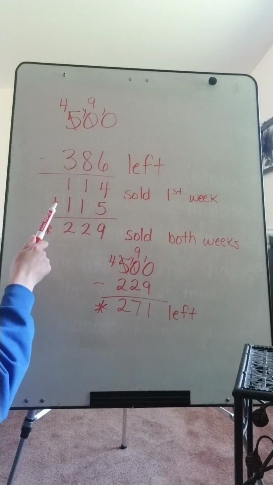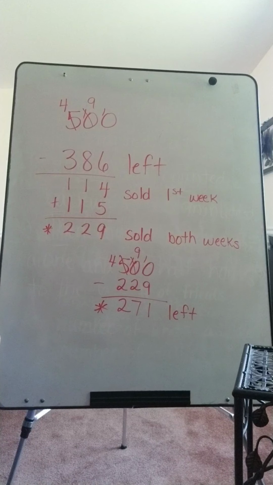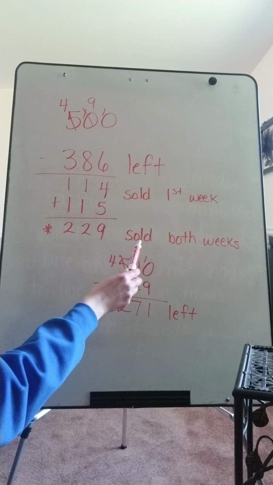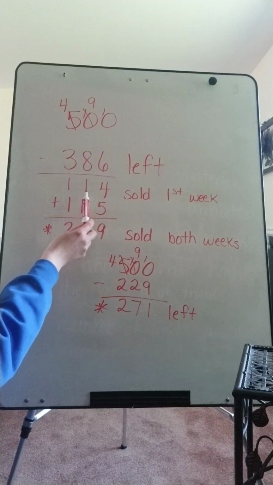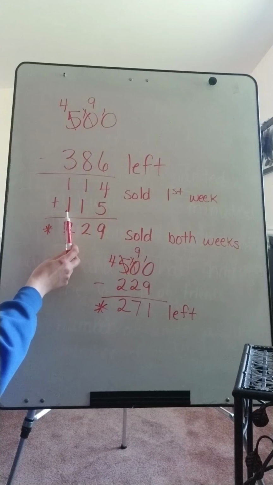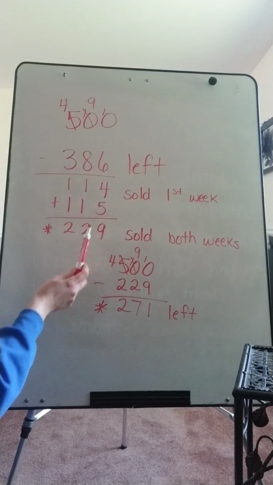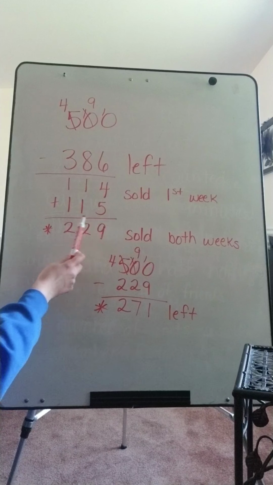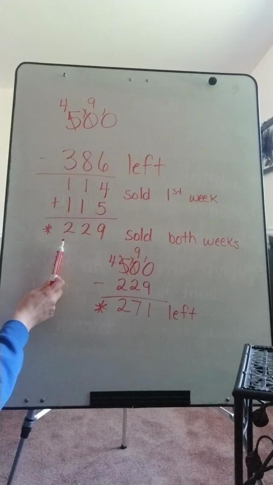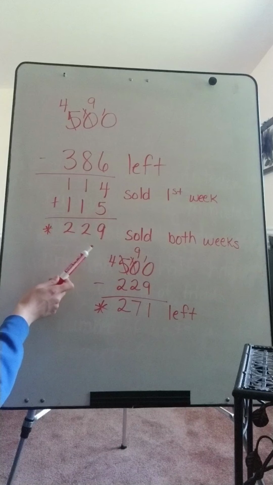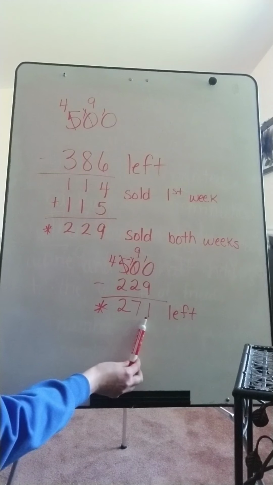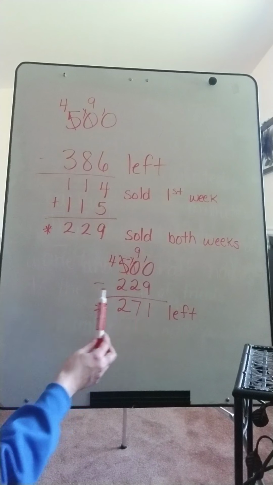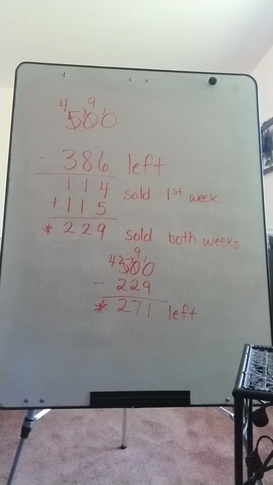Okay. After the second week, we know that they had sold total of 229 because we added 115, which is what they sold the second week, and the first week. So that's what they sold altogether. Then we can take this number and subtract it from 500, which is what they started with, and that's where we got 271. So that's how many bags of dog treats they have left.